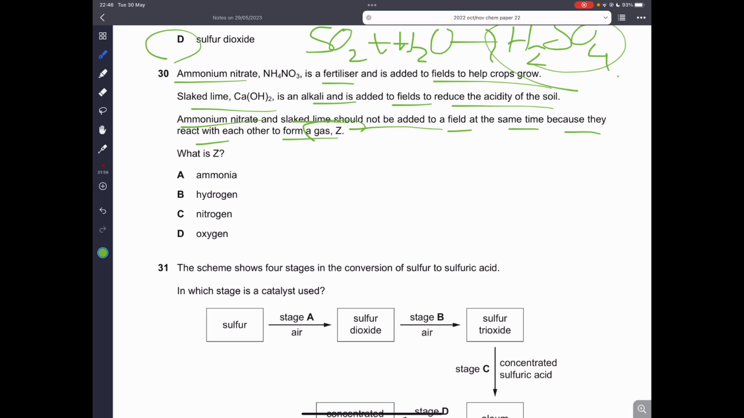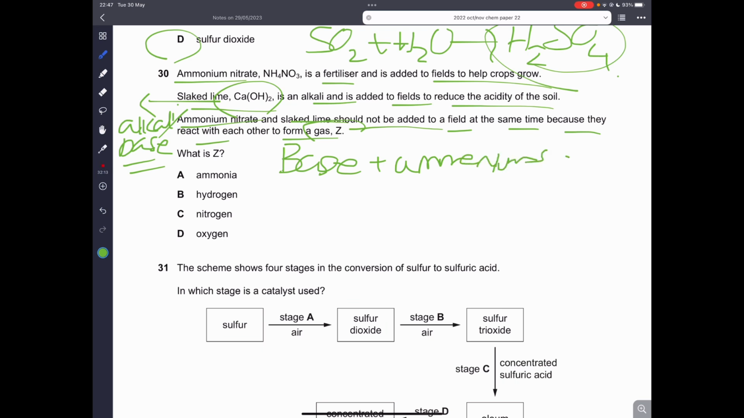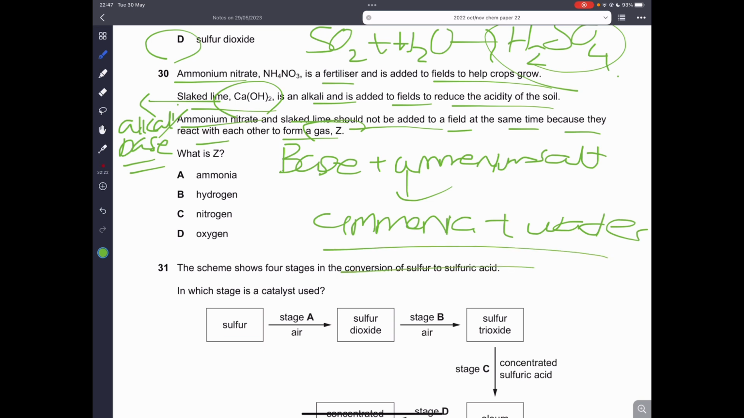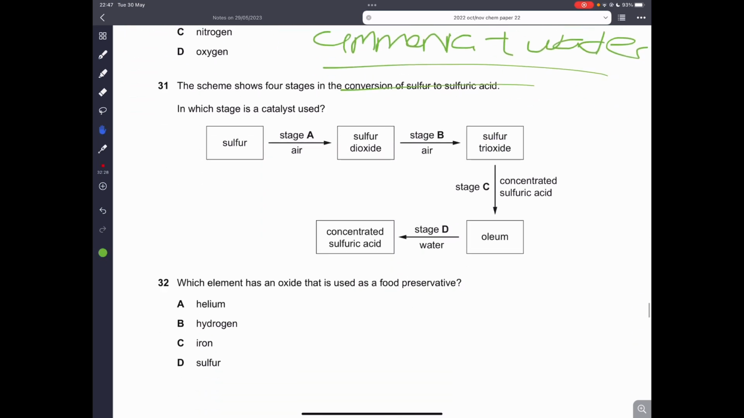This is absolutely true, because ammonium, and as we can see, this calcium hydroxide is an alkali or a base. And when you react a base with an ammonium salt, you form a gas called ammonia, with water as the other product. So ammonia is going to be formed, and it's very pungent. It's really smelly.